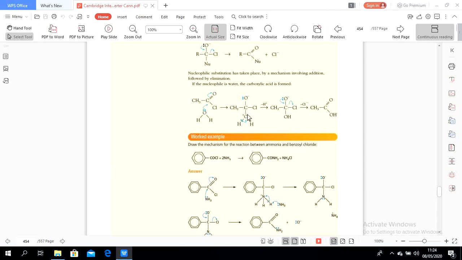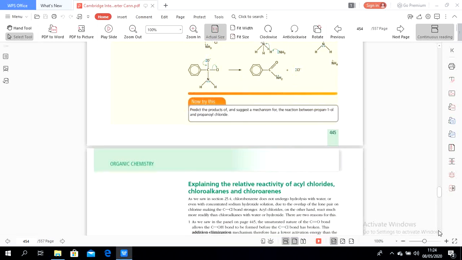And then in order to achieve stability, the electron from the C is taken by the Cl, which makes the Cl become a nucleophile. The nucleophile meets with the hydrogen electrophile and becomes HCl as the side product. So the main product is carboxylic acid.